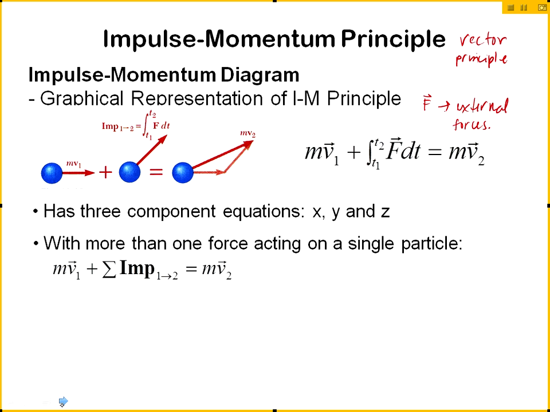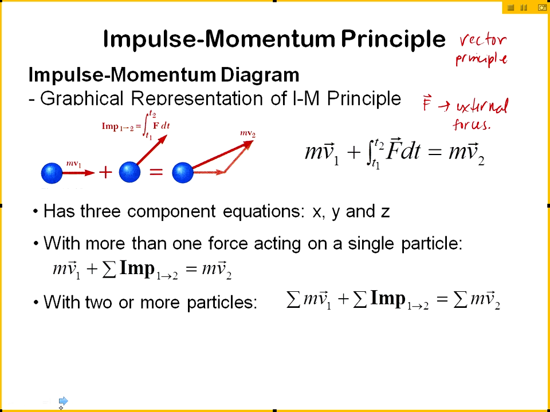If you have more than one force, we already looked at that. You just sum the impulses of all those forces. So instead of summing the forces first before integrating with respect to time, it's okay to integrate each one with respect to time to find the impulses of each force before summing them vectorially. If you have two or more particles, all you have to do is sum all the linear momenta of all of the particles, the initial and the final.